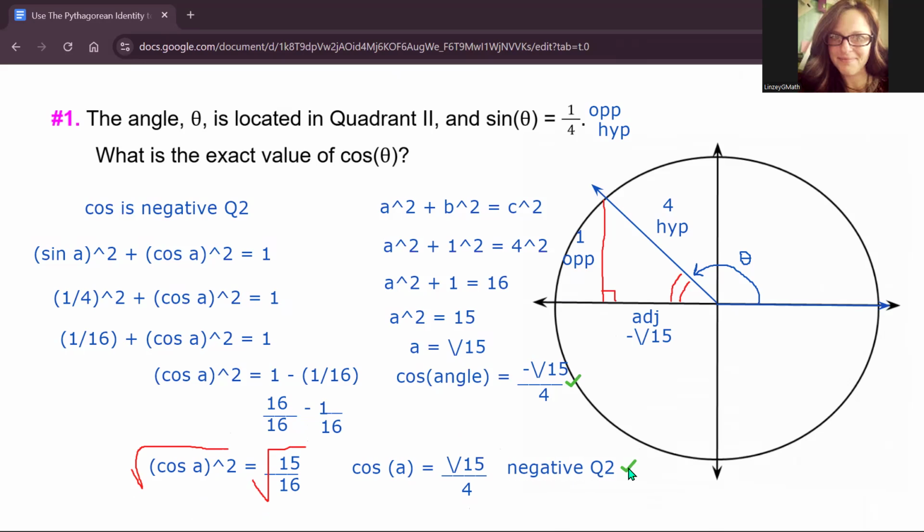Now, which way did you like better? Let's do another one. Number 2.